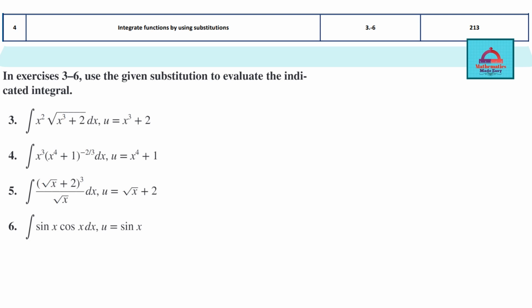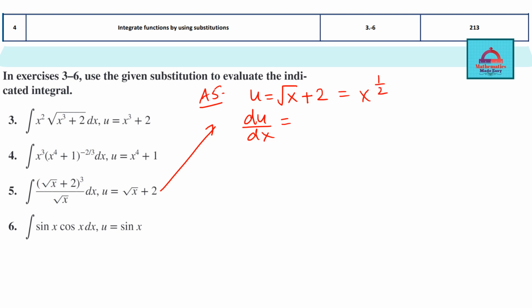So let's now solve question 5 here using the same method, integration by substitution. U is given to be square root x plus 2, so we take the derivative du by dx. It is going to be same as x to the power 1 by 2 plus 2 here. So when we take the derivative using power rule, it changes to 1 by 2 x to the power minus 1 by 2. Derivative of 2 is 0, so from here we get the value of dx to be 2 square root x du. Now we are going to put this back in the integral in place of dx.